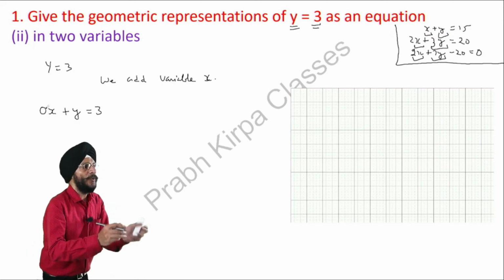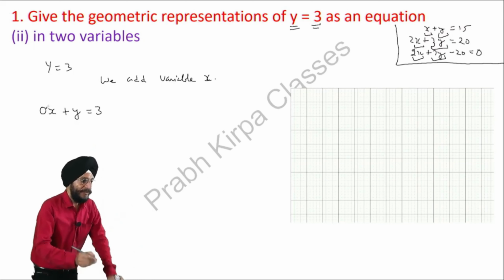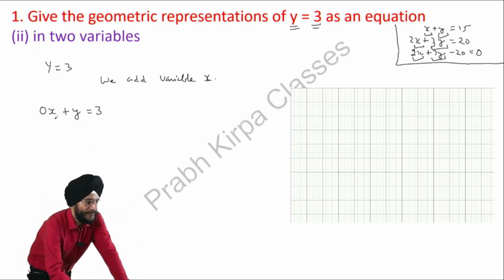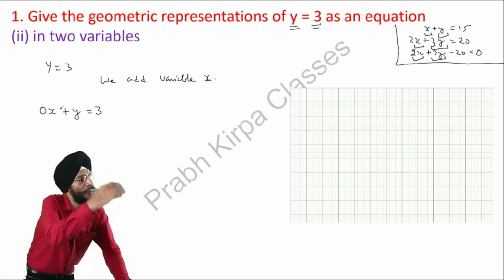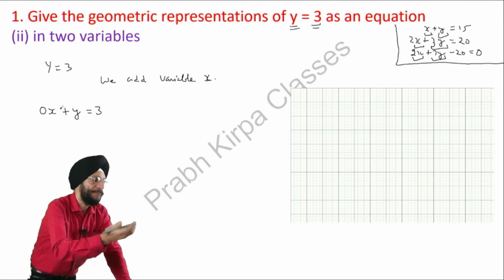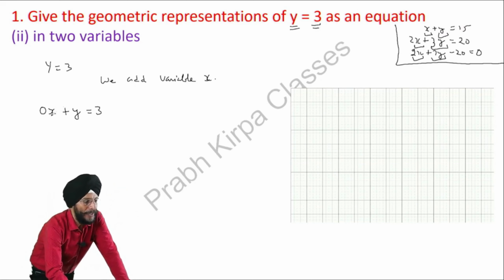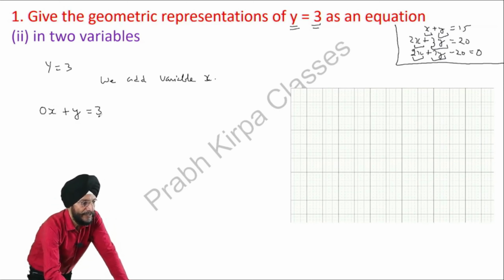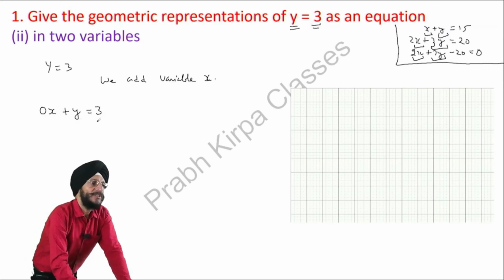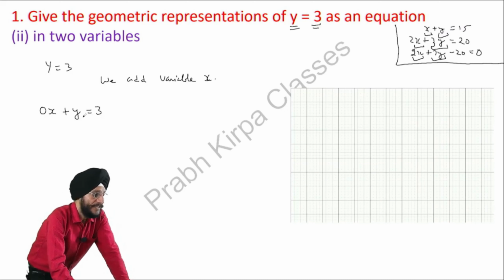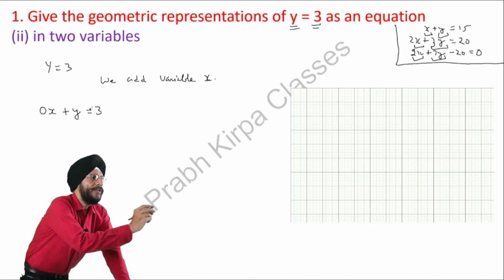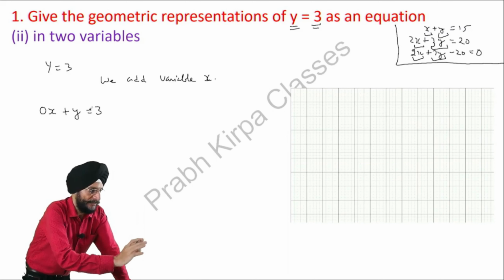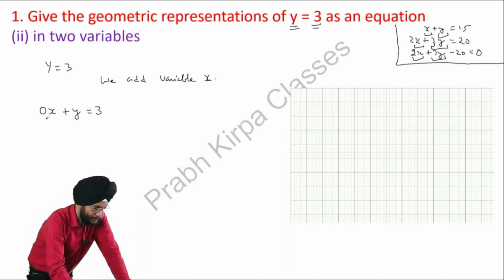If we write 0x, it means that even if the value of x is 1, suppose the value of x is 1, when it is multiplied with 0, it becomes 0. If the value of x is something else, say 7, when multiplied with 0 it becomes 0. So ultimately, y will remain equal to 3. That is, there is no problem if we write it as 0x.